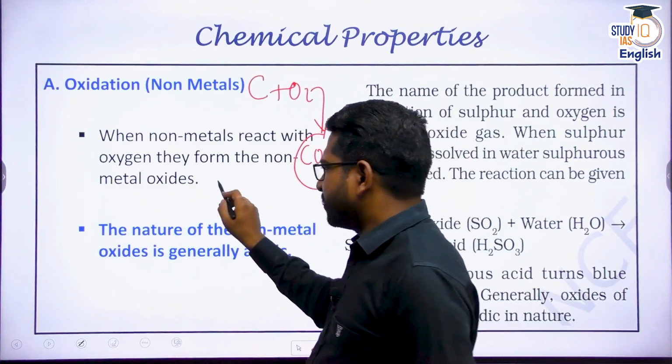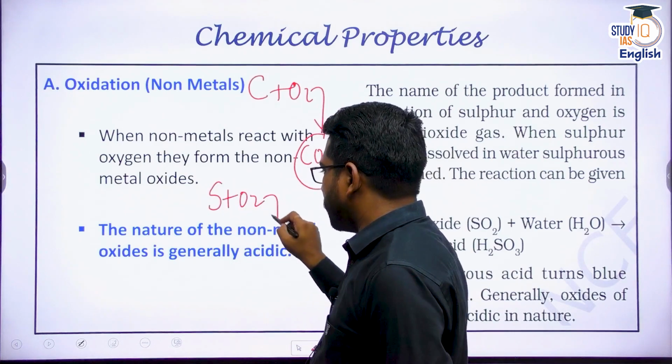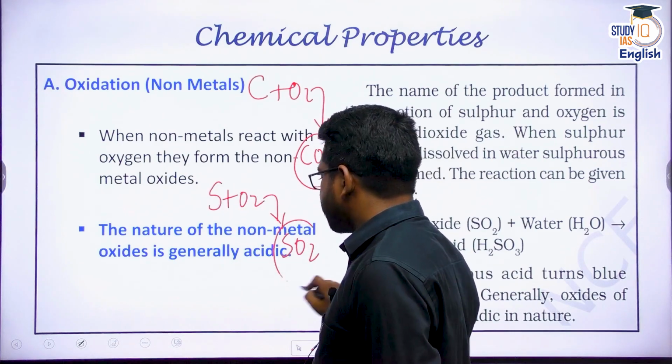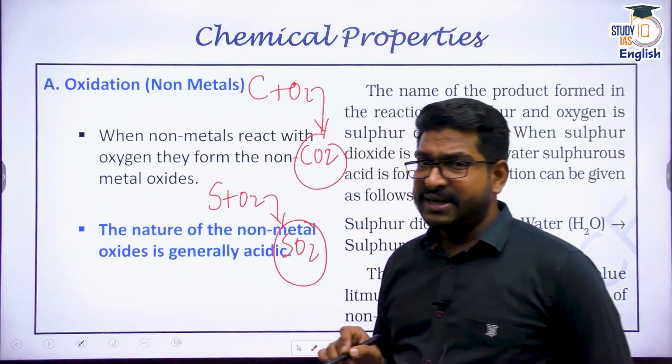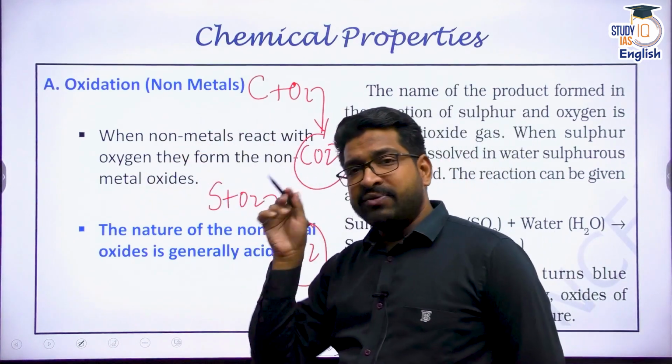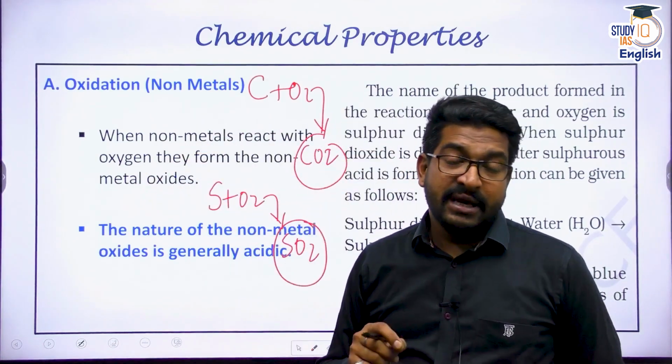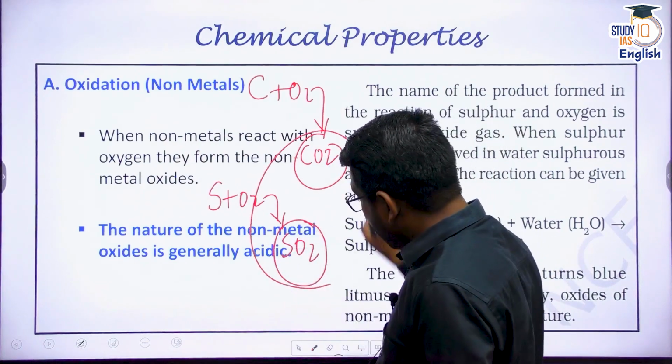So let's talk about sulfur. When sulfur mixes with oxygen, what does it form? It leads to formation of sulfur dioxide. Sulfur dioxide is what? It is acidic. So non-metals also react with oxygen to form oxides. But again, these can further undergo reaction.